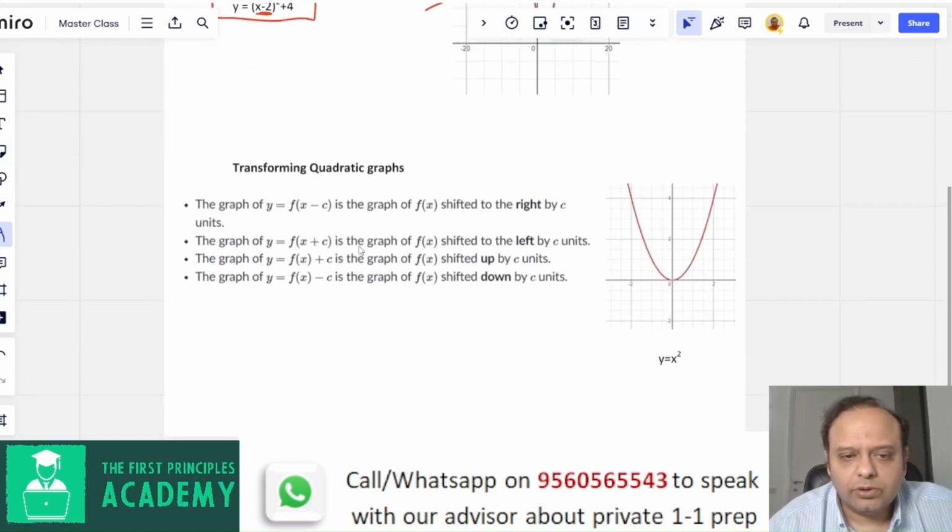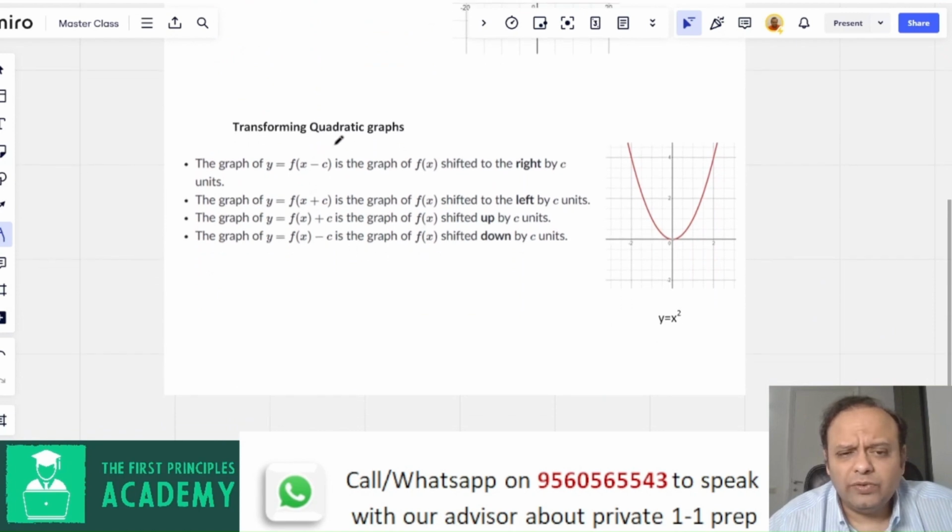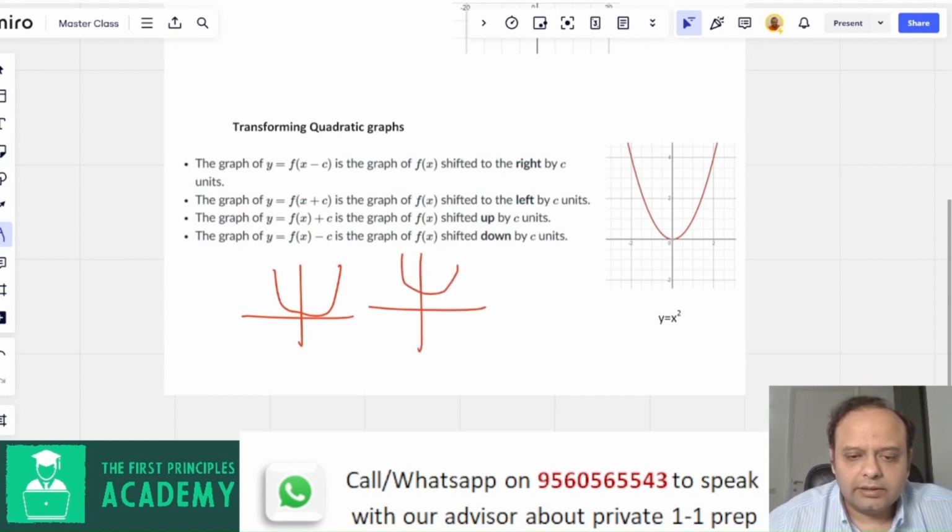The next concept to remember is how do we transform quadratic graphs, or any graphs for that matter? One way is you just remember this, but I'll also show you how to think about it intuitively. You could transform graphs in 4 different ways. For example, if you have a graph like this, you could either shift it upwards, so it will become something like this, shift it downwards, so it will become something like this, or shift it left and right. If you shift this one left, it becomes something like this.